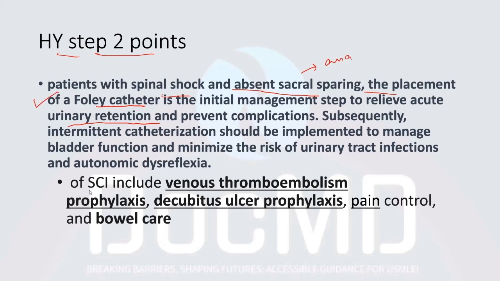Other things to note down in spinal cord injury: you need to have venous thromboembolism prophylaxis, ulcer prophylaxis, pain control, bowel care. These are all stuff they can ask you on Step 2, which are important for management.